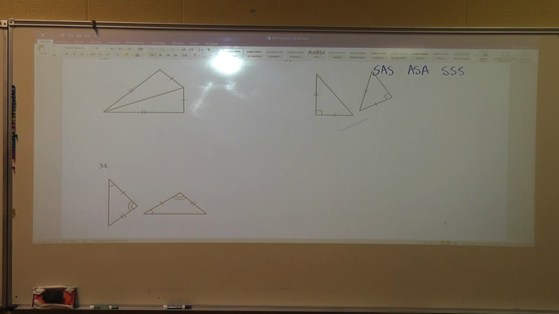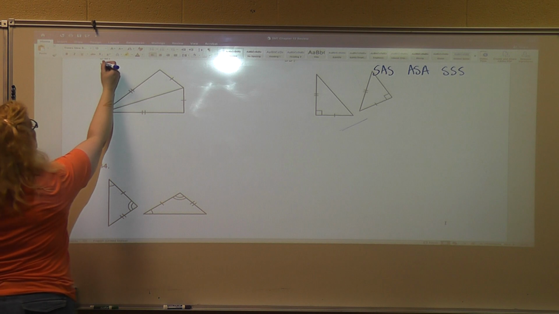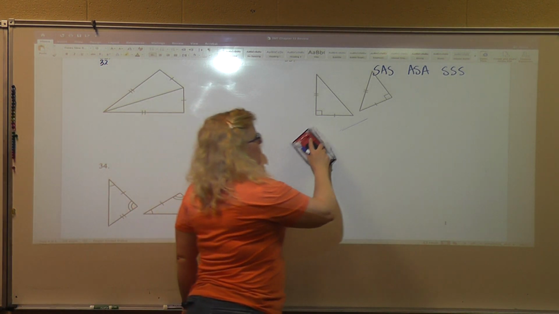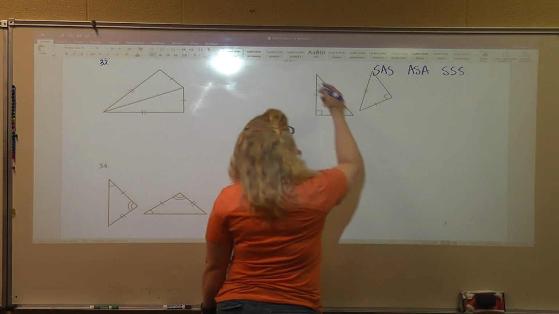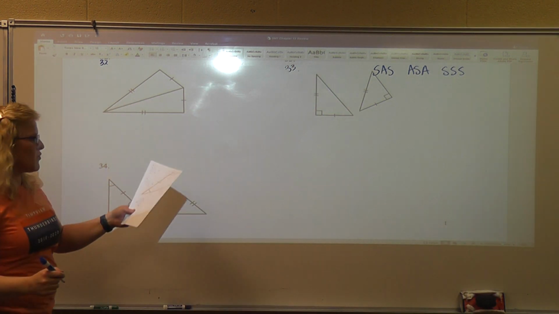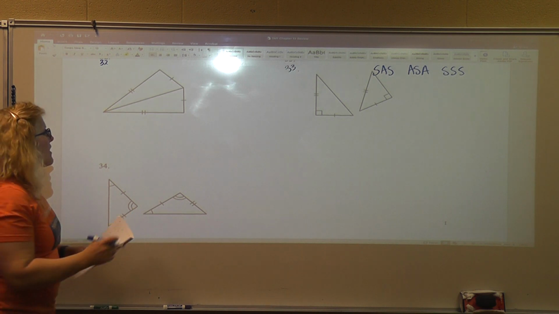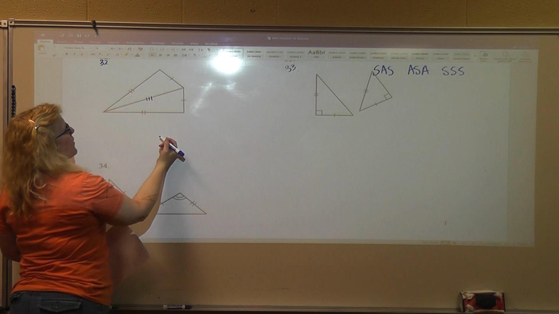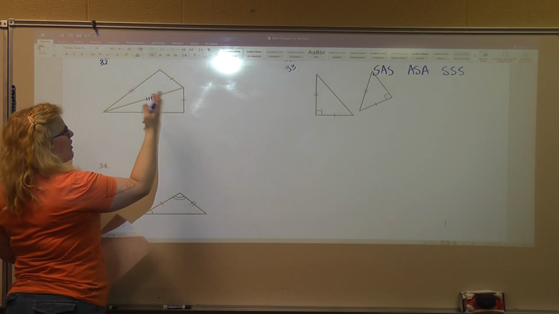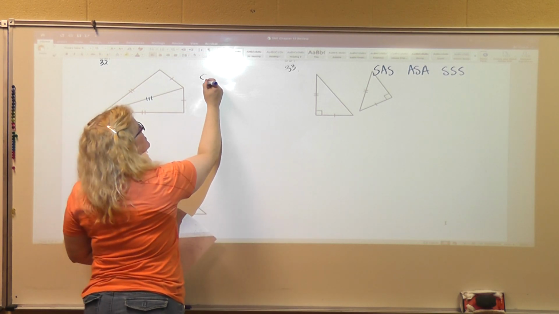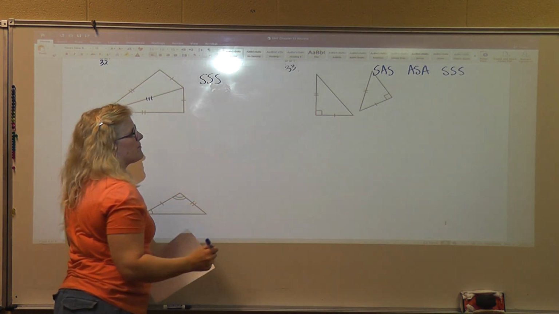All right, here are the last three that have those instructions. This is number 32. I kind of cut it off there. And number 33. Okay, so this is very similar to one that we did earlier. Again, this line is congruent to itself. So when I've got all three sides congruent to each other, then we have a side, side, side.